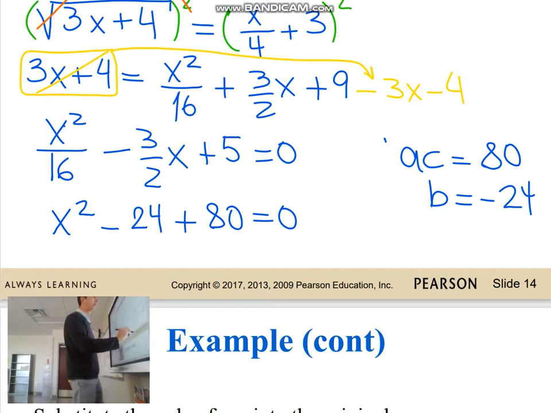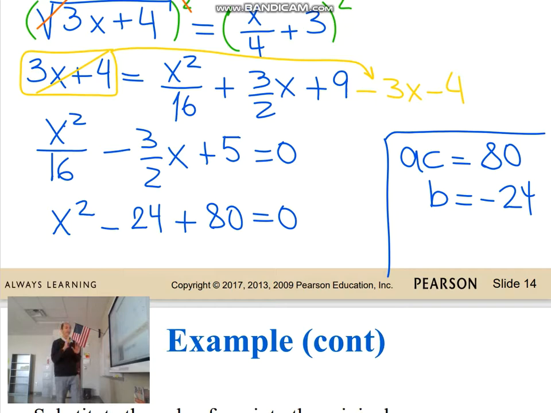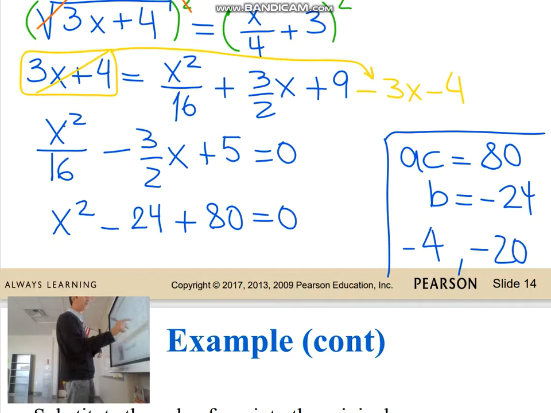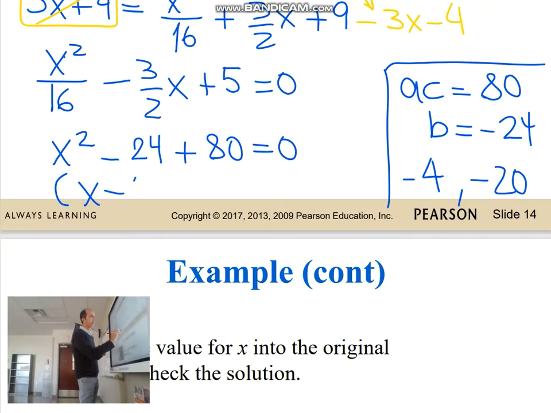And later I'm going to show you another interesting way of finding this kind of answer. But now we will stick with the AC method. You have to find two numbers, think about it. The numbers will be negative 4 and negative 20, right? Negative 4 minus 20 is negative 24, and negative 4 times negative 20 is 80. Okay, we can represent this as x minus 4 times x minus 20 equals 0.